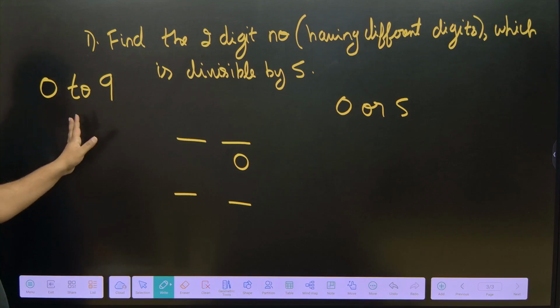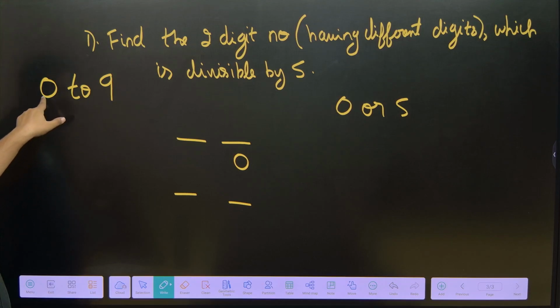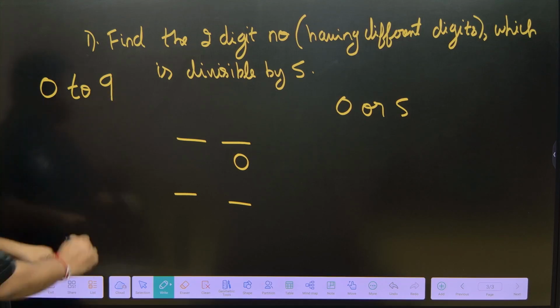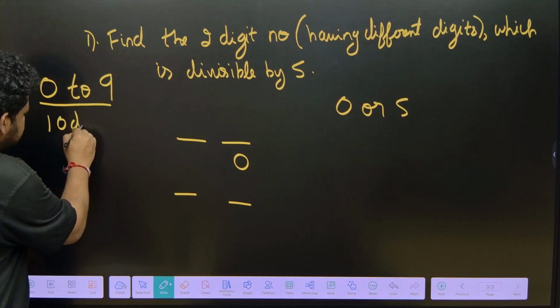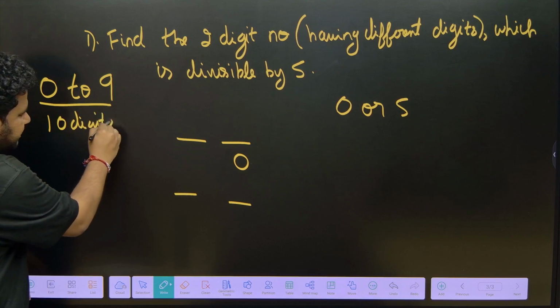10 will be the 1 and 0 combination, 11 will be the 1 and 1 combination, 12 will be the 1 and 2 combination, like this. So, if they ask how many digits we have, 0 to 9 there are 10 digits. This you should remember, there are not 9 digits, there are 10 digits, correct? 0 to 9, there are 10 digits.